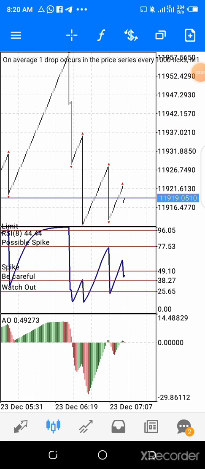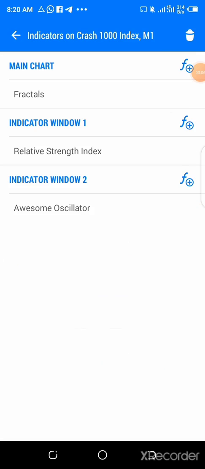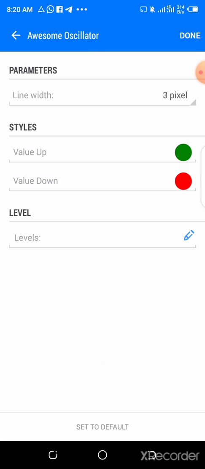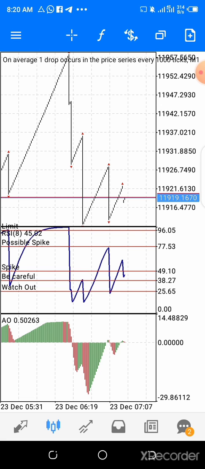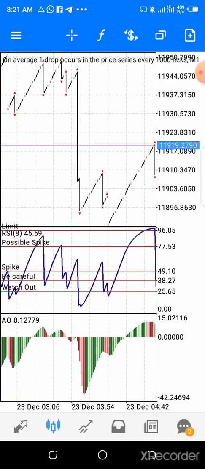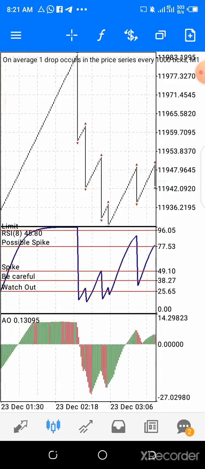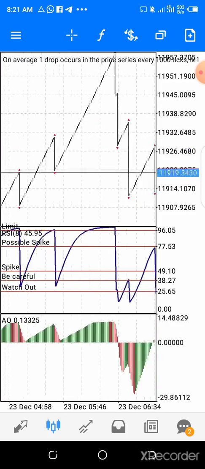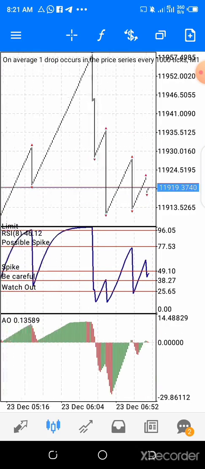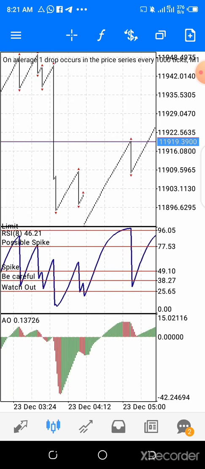Then the second indicator is the Awesome Oscillator. You just set it like this, green and red, and the levels you just leave the way they are. So that's all. How can you make use of this indicator? Let's go back and see how it works. It is a very powerful indicator and a very profitable indicator.